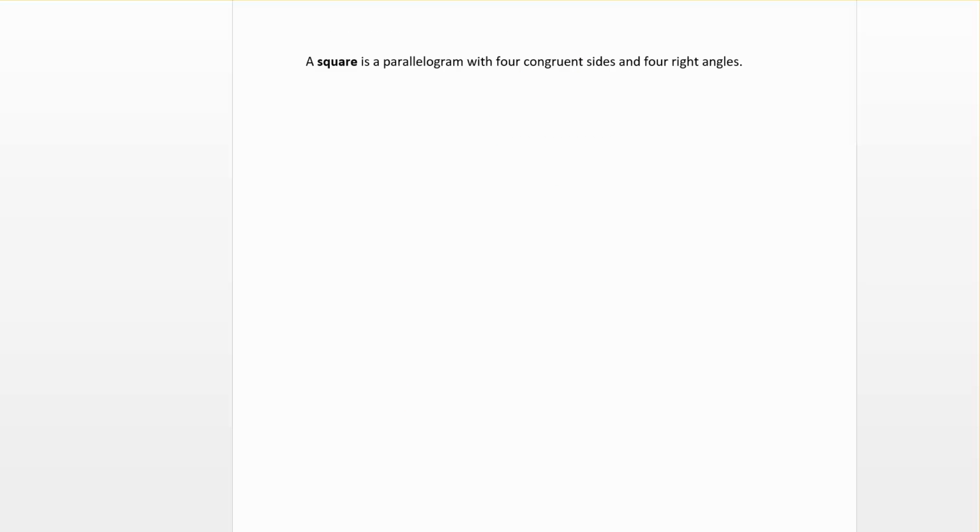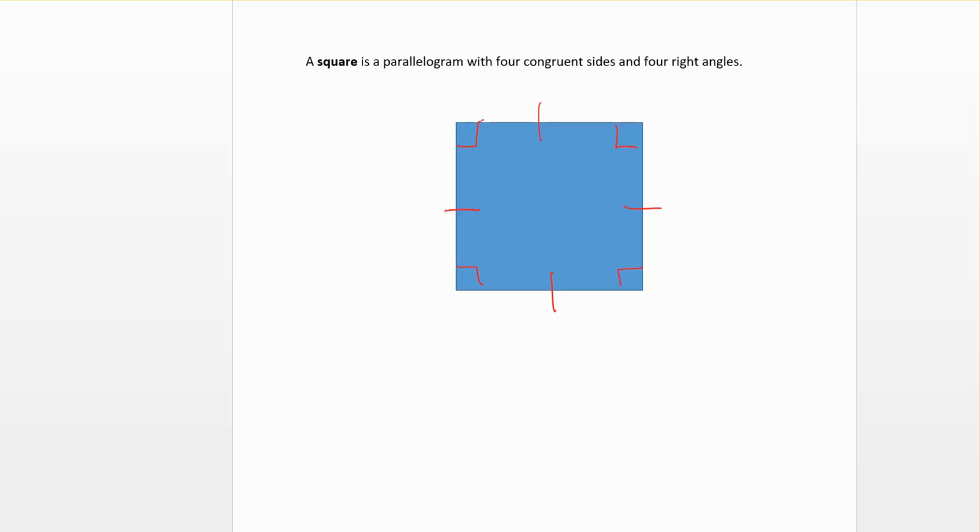That's called a square. A square is a parallelogram with four congruent sides and four right angles. And a picture of a square obviously would look like this. All four sides have to be marked congruent, and all four angles have to be marked congruent. So we're going to be looking at pictures of parallelograms and trying to decide what we can call them. How can we classify them?